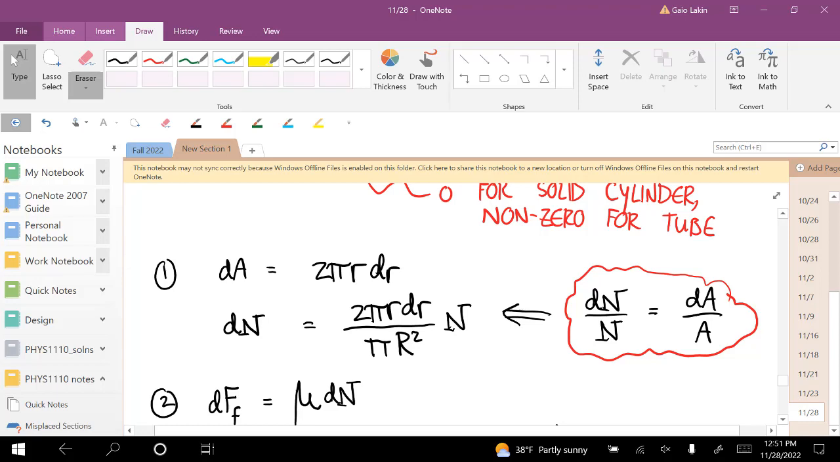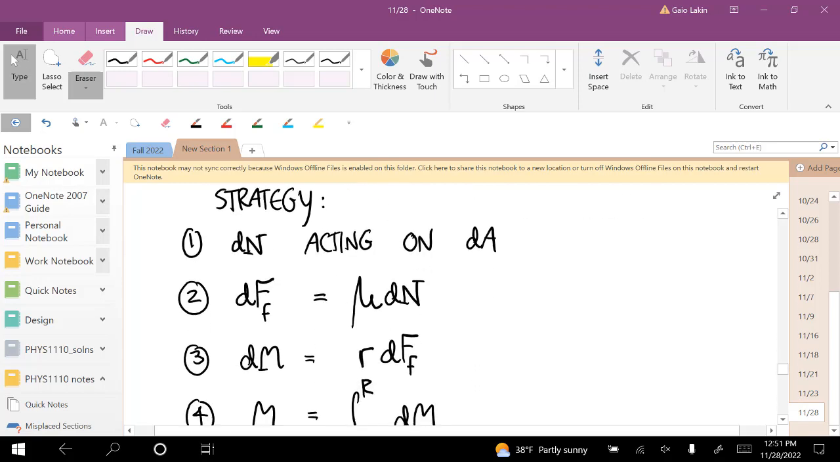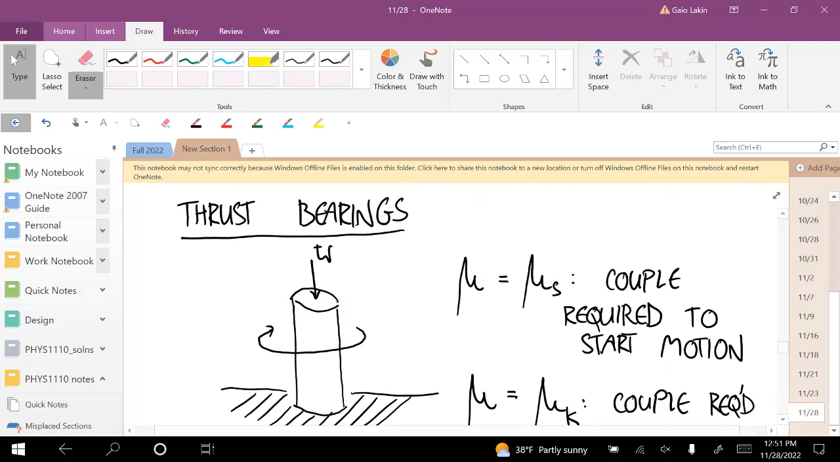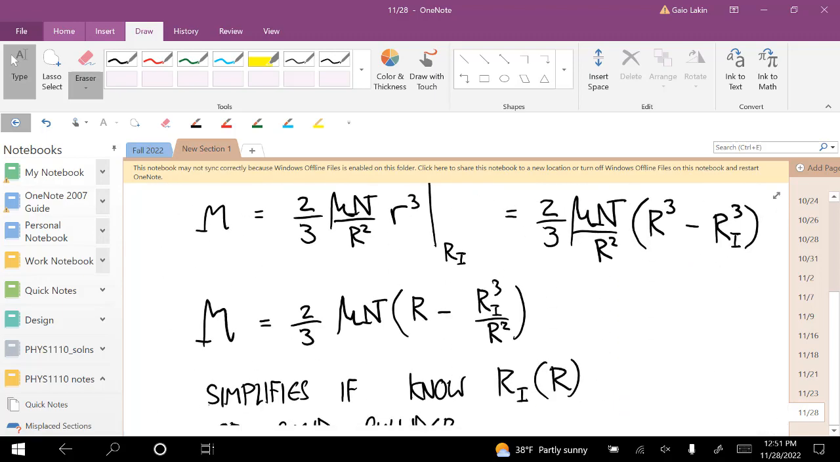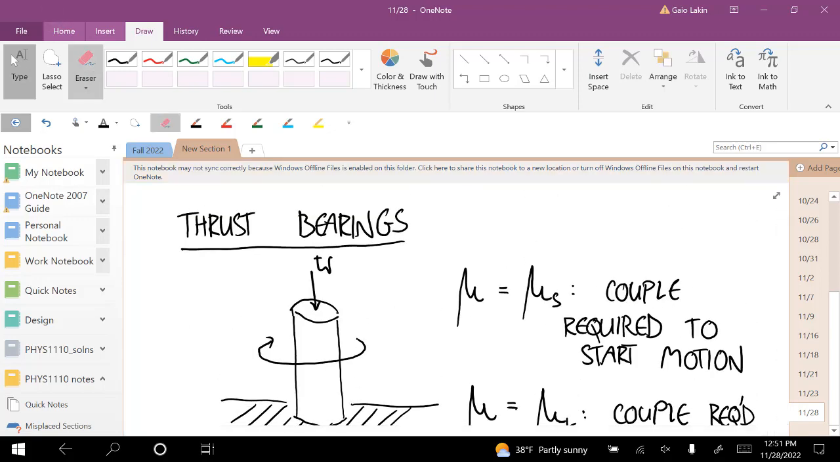Question, Alex? Wasn't the downward force marked as W earlier? Yes. I think you are right. So it's going to be easier if I just change it up here. Yeah, exactly. Thank you.